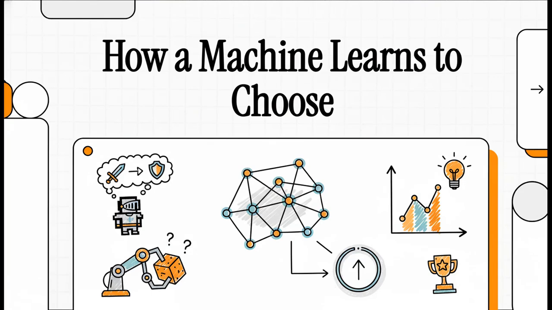Have you ever wondered how an AI in a video game knows exactly when to attack or when to hang back? Or how a robot can learn to pick up an object it's never seen before? It all boils down to one fundamental question. How does a machine learn to make the absolute best decision to get what it wants? Well, in this explainer, we're going to pull back the curtain and see exactly how that works.